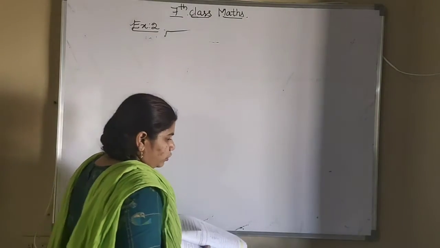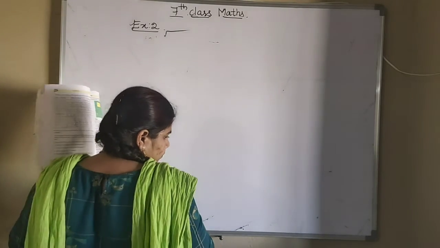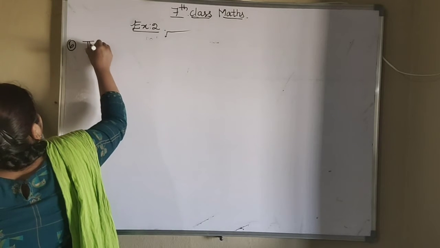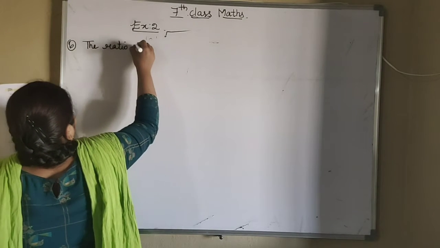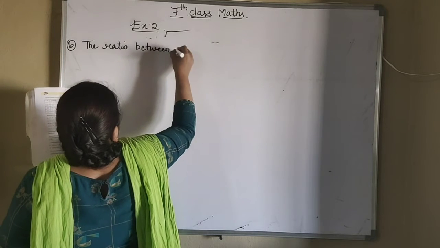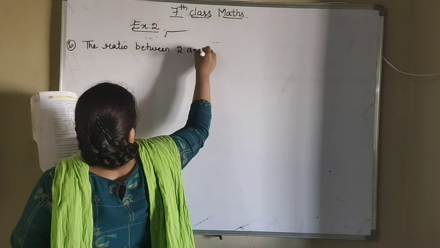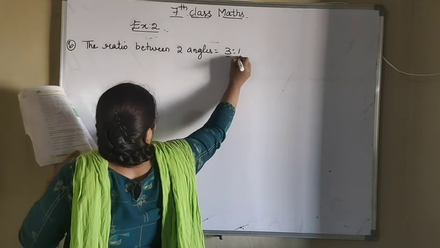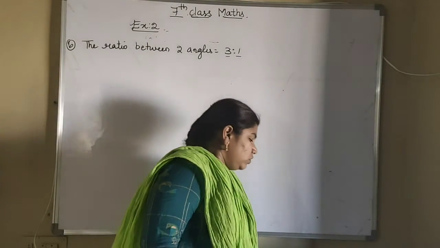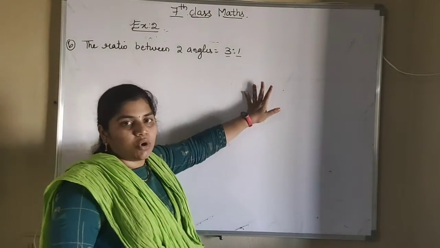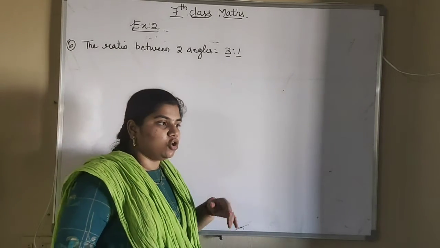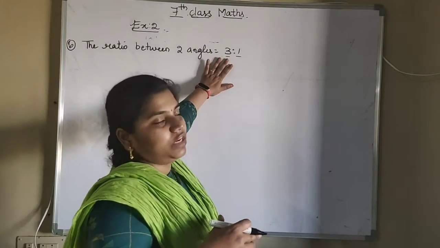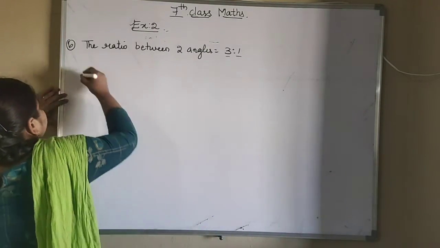So the ratio between the two angles they have given as 3:1. So this is the larger one, this is the smaller one. Here 3 is the larger angle and 1 is the smaller angle. They have given it in the form of a ratio, so that ratio we have to convert into an answer. That means the result will be in the form of 3 multiples and 1 multiple.